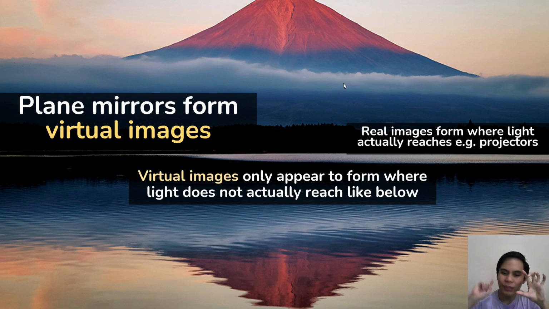The image looks like it's behind the mirror, like the mirror is a window. But we know that mirrors aren't windows. There's no light actually reaching that place. So it's not a real image, it's a virtual image. A real image, on the other hand, is an actual projection of light. So our projectors that we used to use in face-to-face classes, those form real images because they use actual light projected onto a surface that then reflects that light.